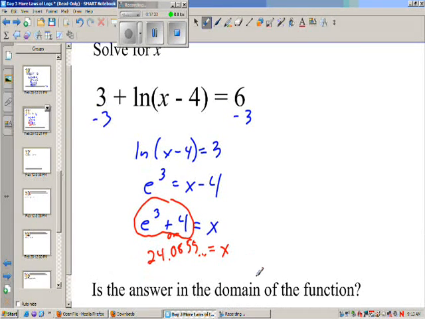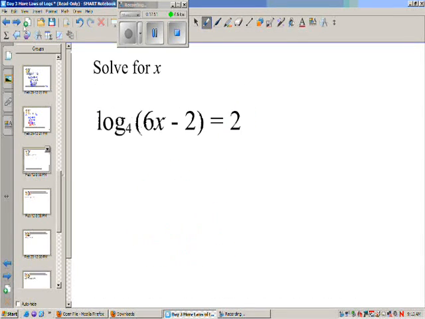Now, is this in the domain of the function? Well, let's see if we can get a value. If I plug in e to the third plus 4, e to the third plus 4 minus 4 is e to the third. Natural log of e to the third is 3. 3 plus 3 is 6. So yeah, it is in the domain of the function.